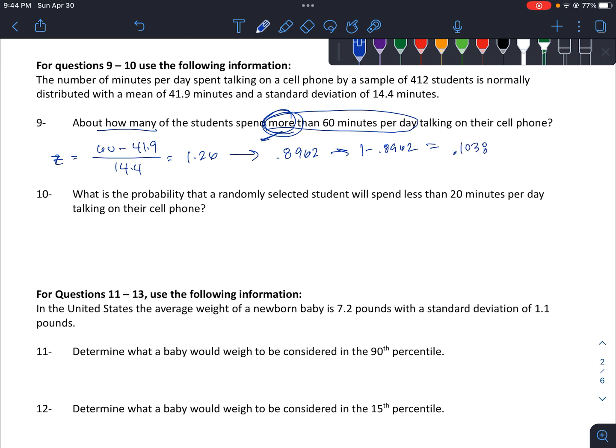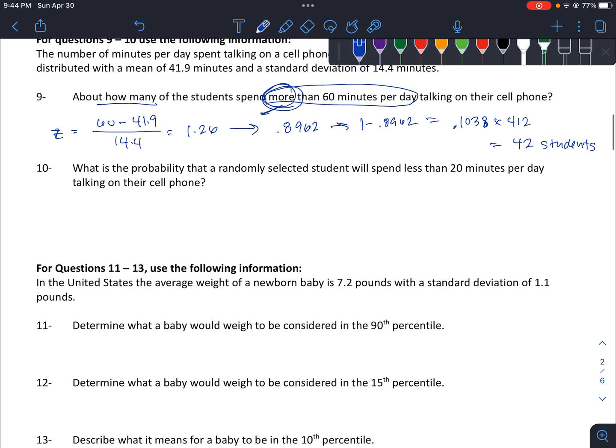So here's the probability of spending more than 60. Okay, I'm going to multiply that by our sample, which was 412. And when I do that, I'm going to get, round it to 42 people. So about, or I guess 42 students, if we're being more specific. So about 42 students.